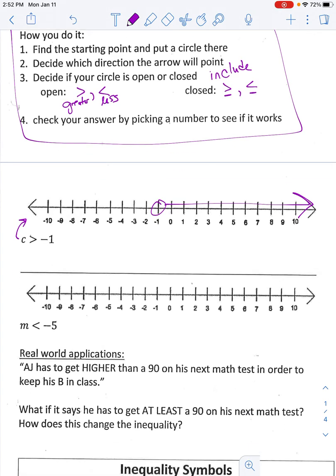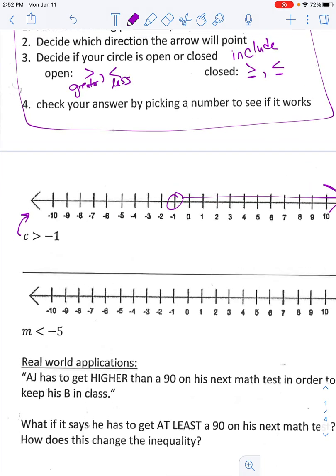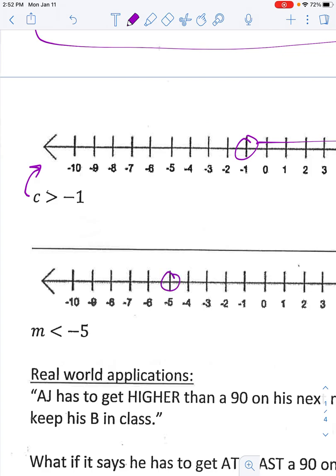It's all the numbers greater than negative 1. Okay. What about the next one? M is less than negative 5.